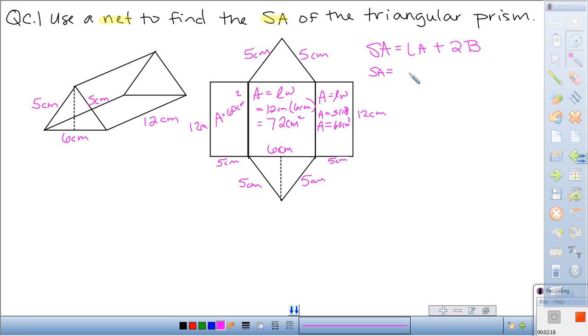So my lateral area would just be the sum of the areas of all my lateral faces. So I'll just say 60 plus 60 is 120. 120 plus 72, that's 192 centimeters squared. Plus 2 times the area of my base. So 2 times, now in here I'm going to put the area of my base. Well, I need to find the area of my base first. And my base is in the shape of a triangle.